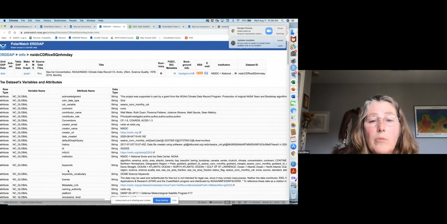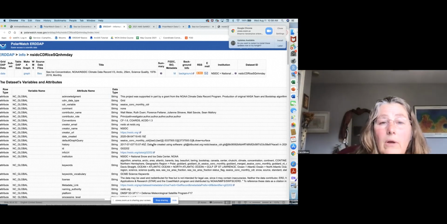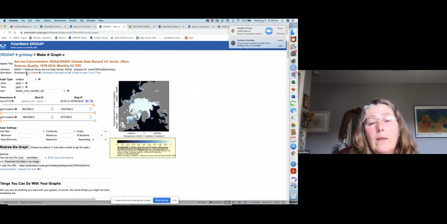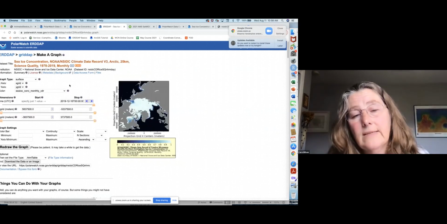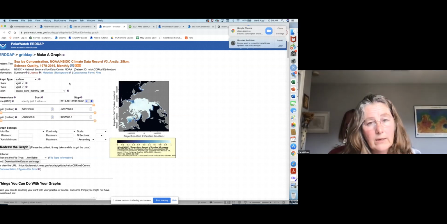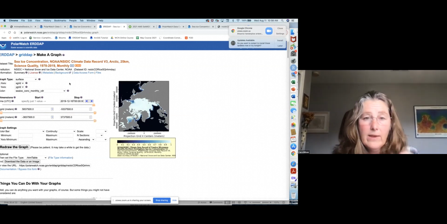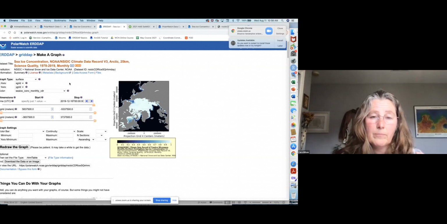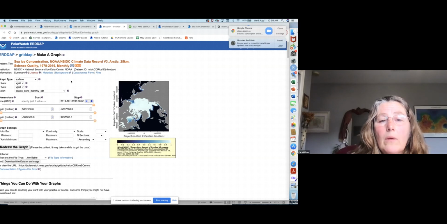So this gives you all the information about this data set product. If we want to graph it, we just go to the Make a Graph page. Now, this is a projected data set. So when we were looking at it in the PolarWatch portal, the first time we looked at it, it had that nice round projected image with latitudes and longitudes. But the data is actually on this grid.